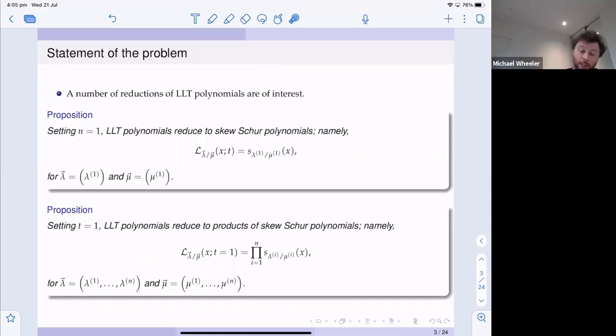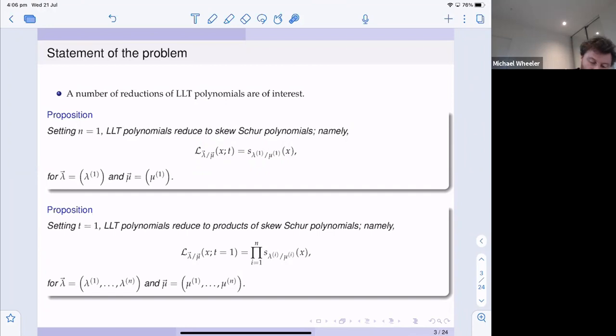There is an actual explicit formula for LLT polynomials. I'm not going to give it now. I'm instead going to talk about some of the reductions of LLT polynomials that are of interest. So perhaps the simplest one of all is when the vectors that you're looking at actually just become one-dimensional. If you set n equal to 1, then LLT polynomials essentially reduce to skew-Schur polynomials. So the precise statement is that this L reduces to s of lambda_1 over mu_1, when I just have one-dimensional vectors. So this is the sl_2 case, if you like, of the theory.